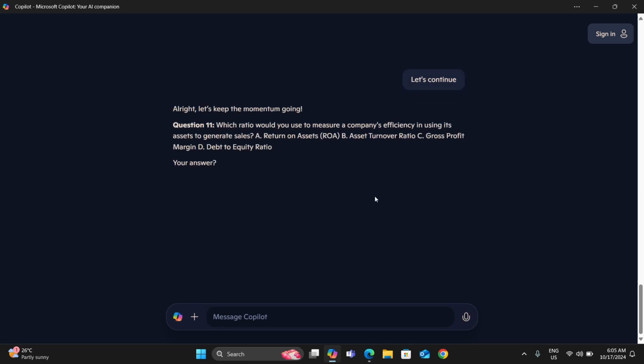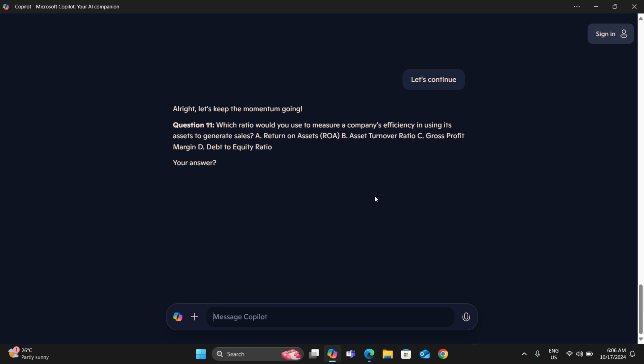Which ratio would you use to measure a company's efficiency in using its assets to generate sales? So, return on assets. That's net income. Return on assets is actually net income over assets, or average assets, or average investments. They are used interchangeably with return on investments.